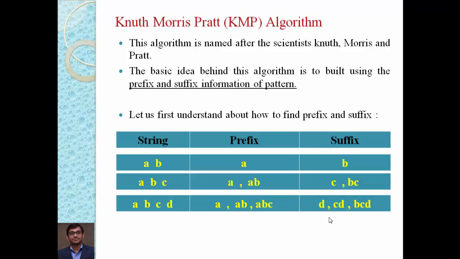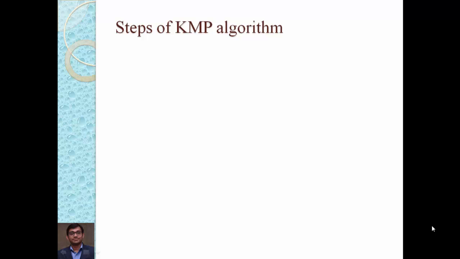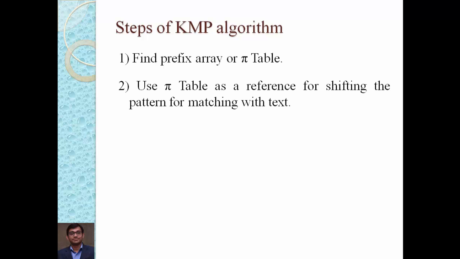So let us understand first the different steps of KMP algorithm. So now let us discuss different steps of KMP algorithm. Step number 1, find out the prefix array or pi table of the pattern. So we have a set of characters inside the text and some characters inside the pattern. So the first step is we need to identify the prefix array or pi table of the pattern.